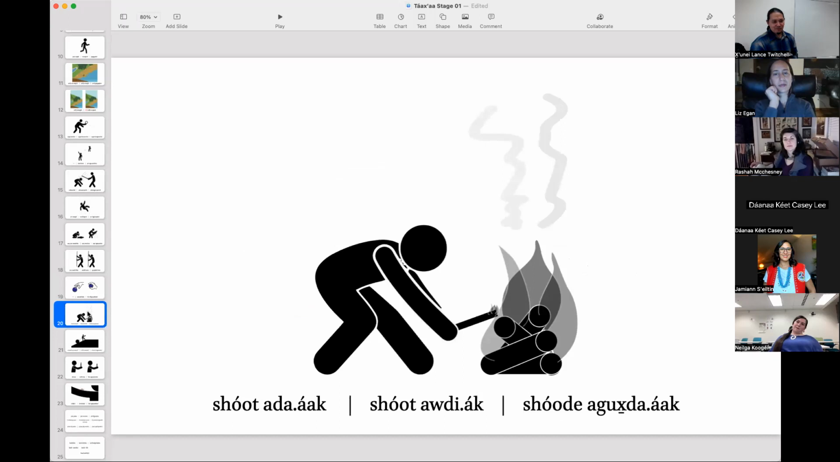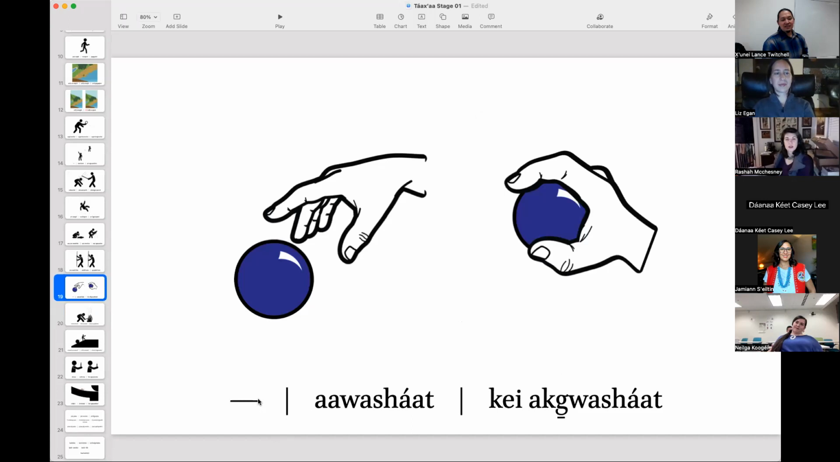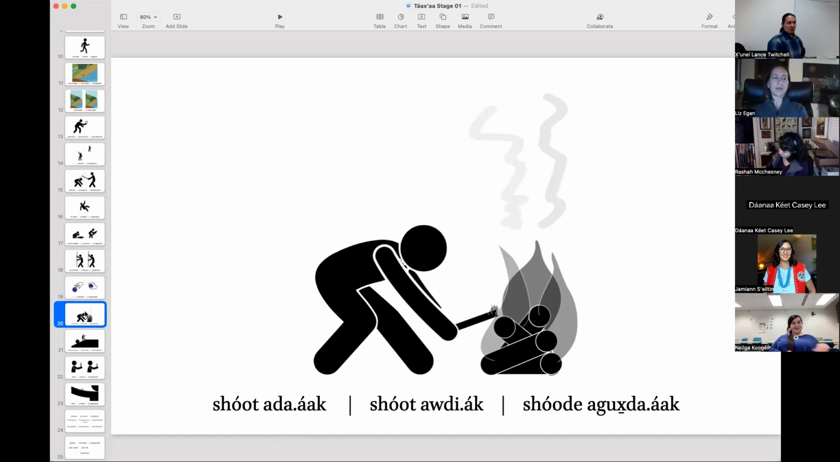What's this one? Oh, let me go back for a second. Some of them do not have an imperfective. Some of these things we call event verbs. There's a time when it didn't happen and a time when it happened. There's no point in between. Yoda verbs, I guess.